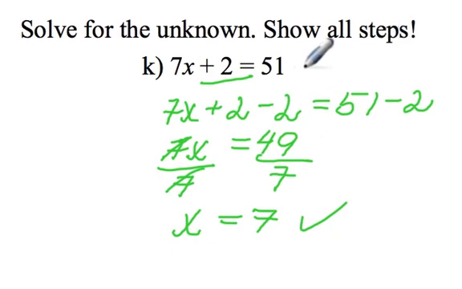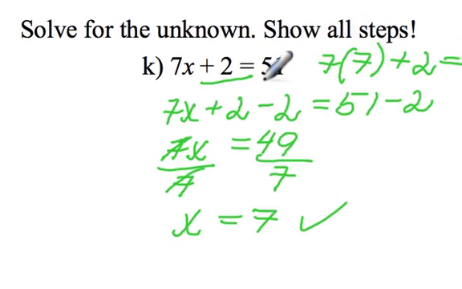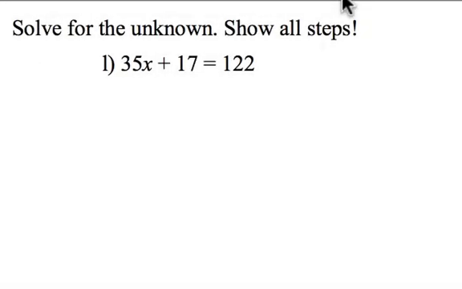We can check our answer by multiplying 7 times the value of x, which we just found out to be 7, plus 2, and seeing whether that will equal 51. 7 times 7 is 49, plus 2 is 51. 35x plus 17 equals 122.